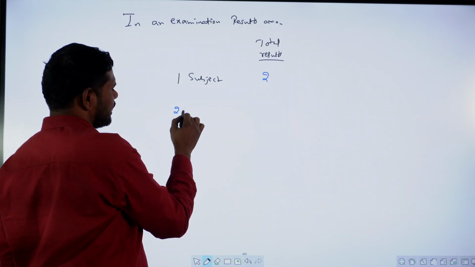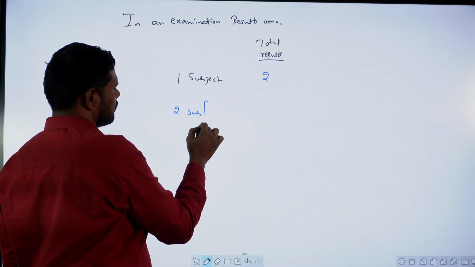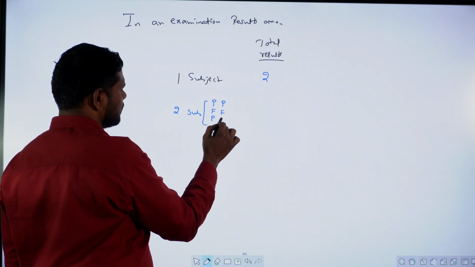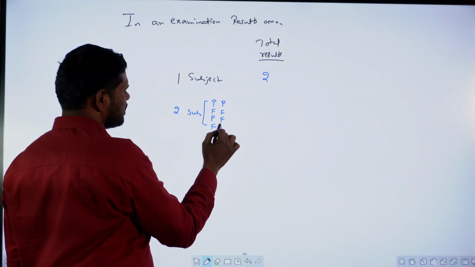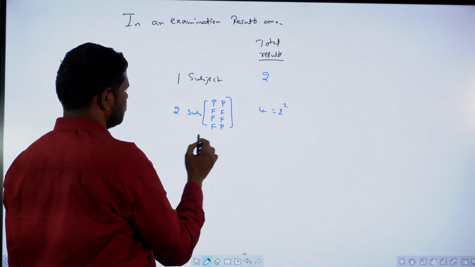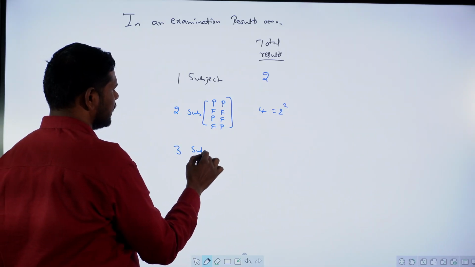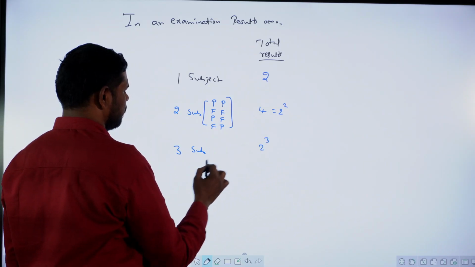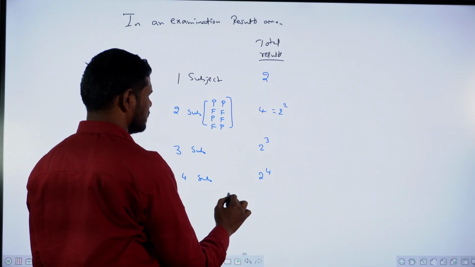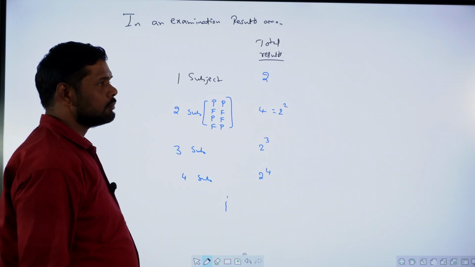2 subjects are there. Both subjects pass, both subjects fail, first subject pass and second fail, first fail and second pass. How many ways? 4 ways, which is nothing but 2 square. 3 subjects are there, then 2 cube. 4 subjects are there, then 2 power 4 ways. So like this.